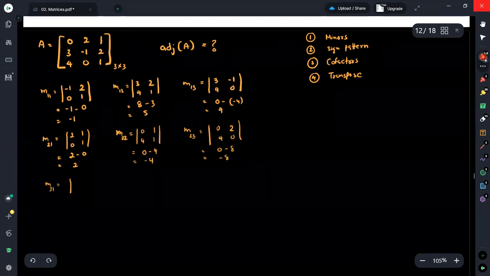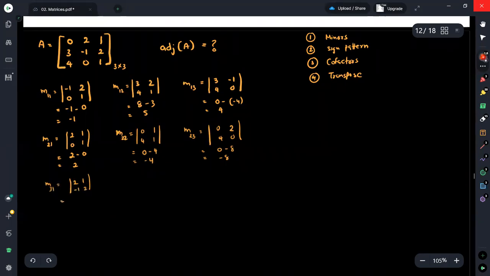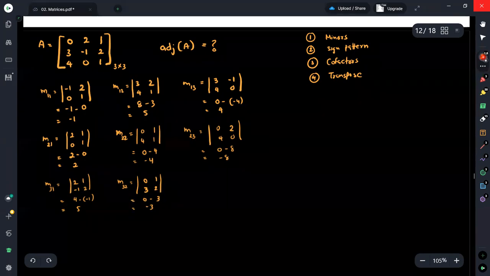For the third row, first column, the values would be 2, 1, minus 1 and 2. Then you'll get 4 minus minus 1, which is 4 plus 1, equals 5. M32 means third row, second column. Then the value is 3, and you'll get 0 minus 3, which equals minus 3.